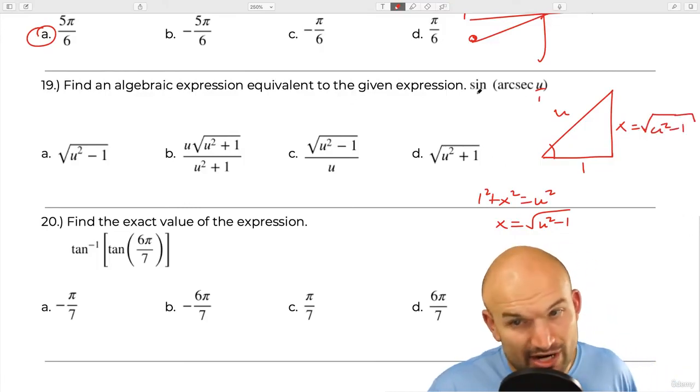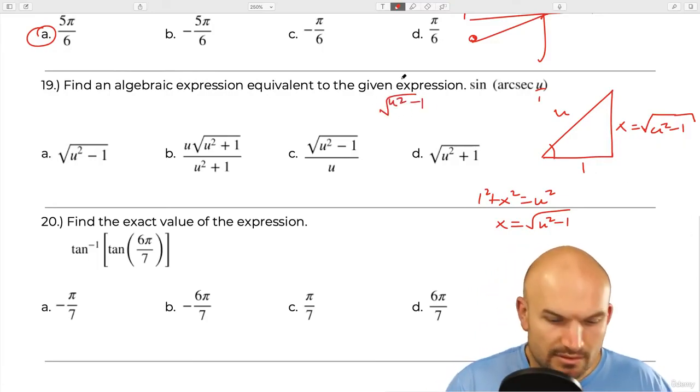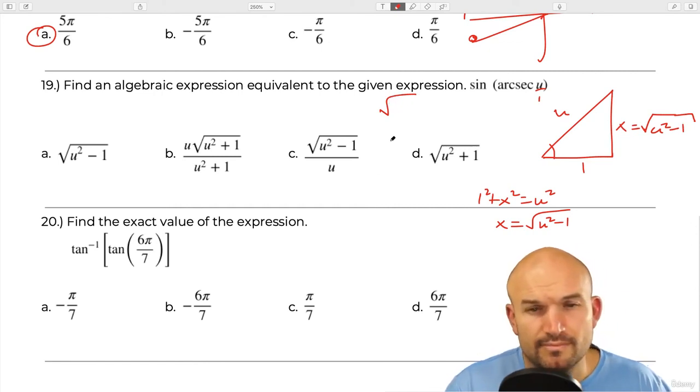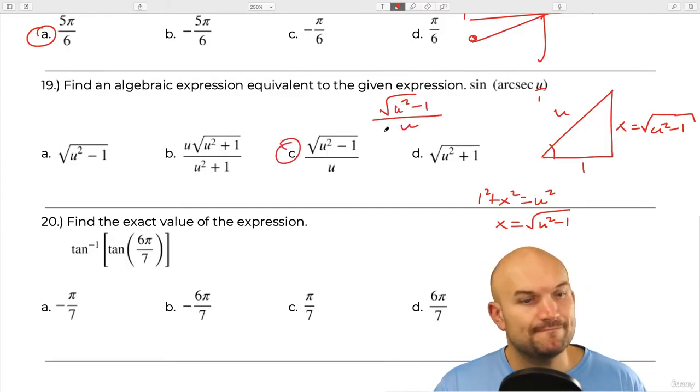All right, so then they're trying to find the sine. So the sine is going to be square root of u squared minus 1. That looks horrible. All over u. It looks like that's answer C.